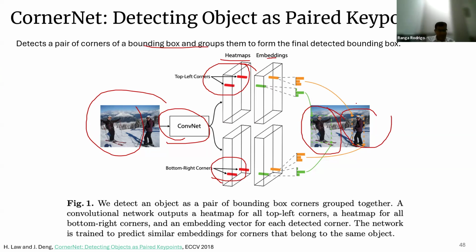As for grouping, they have something. We detect an object as a pair of bounding box corners grouped together. A convolutional network outputs a heat map for all top left corners, a heat map for all bottom right corners, and an embedding vector for each detected corner. The network is trained to predict similar embeddings for corners that belong to the same object.